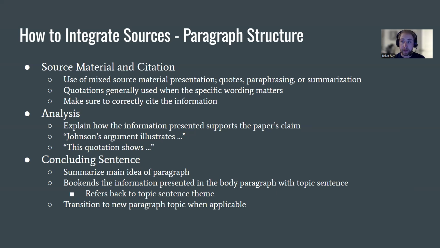And then this is the part I see missed a lot, which is analysis. So explain how that information presented supports the paper's claim. Johnson's argument illustrates, this quotation shows, etc. And then you have a concluding sentence, which again is just kind of mirroring your introductory sentence while transitioning onto the next topic.